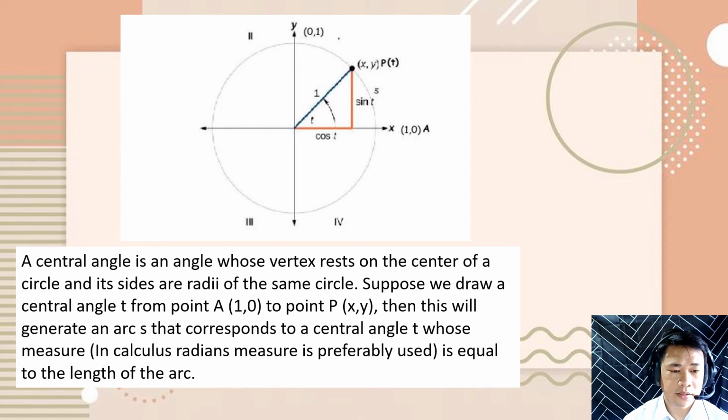A central angle is an angle whose vertex rests on the center of a circle, and its sides are radii of the same circle. Suppose we draw a central angle t from point A (1, 0) to point P (x, y). Then this will generate an arc that corresponds to a central angle t whose measure is equal to the length of the arc. In calculus, radian measure is preferably used.